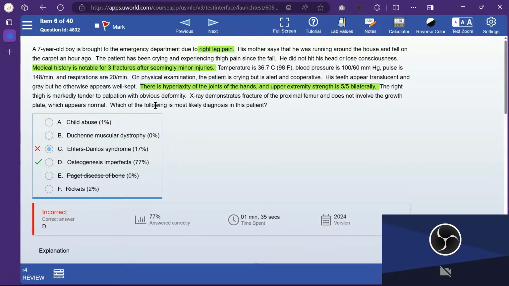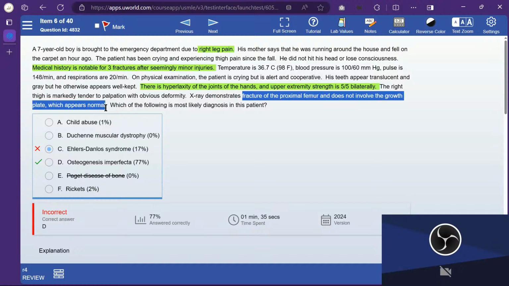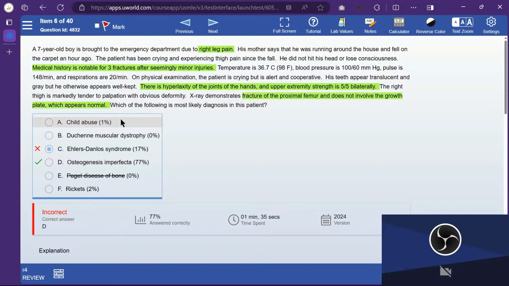There is another problematic piece of information: hyperlaxity of the joints of the hands and upper extremity. That happens in Ehlers-Danlos or Marfan. There is no heart feature. X-ray shows fracture of the proximal femur that does not involve the growth plate, which appears normal. So there are multiple fractures of the femur due to minor injuries.